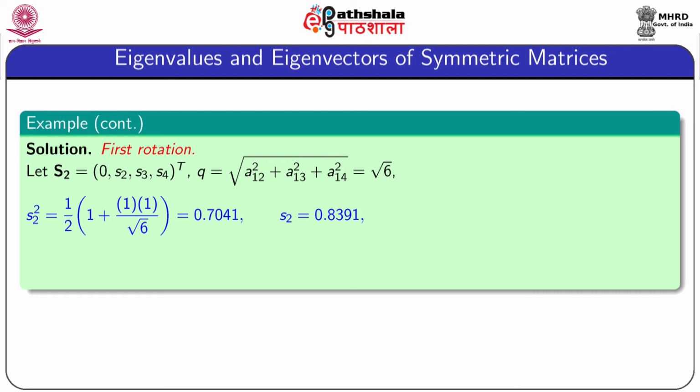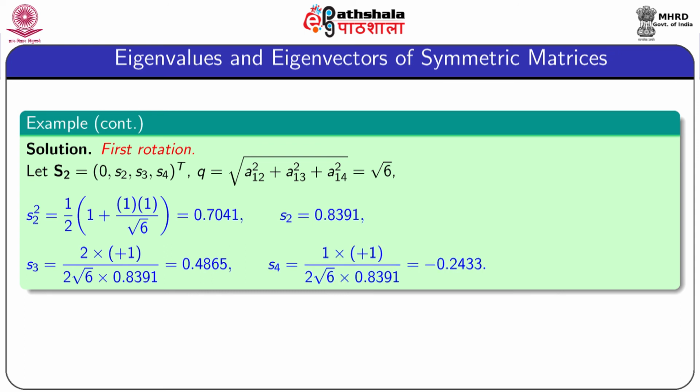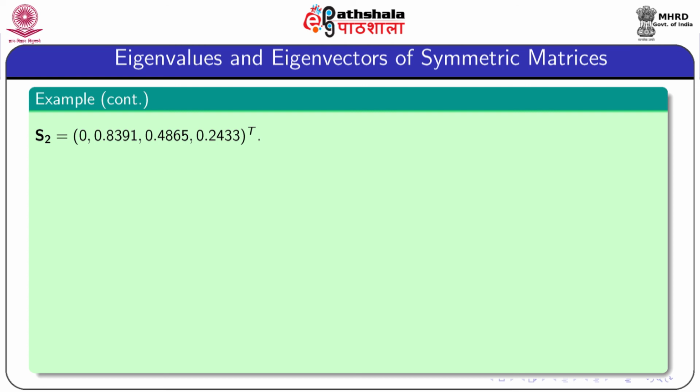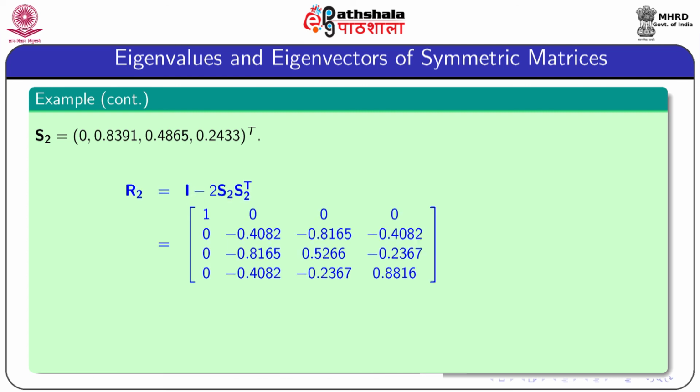The second element of the vector S2 satisfies S2 squared equal to 0.7041, and finally S2 equal to 0.8391. Similarly, S3 equal to 0.4865, S4 equal to minus 0.2433. So, these are the elements of the vector S2. That means S2 is a column vector whose first element is 0, second is 0.8391, third is 0.4865, and last is minus 0.2433. Thus, the rotational matrix R2 equals I minus 2 S2 S2 transpose. After using the values of the vector S2, we get the matrix R2 given by equation 17.